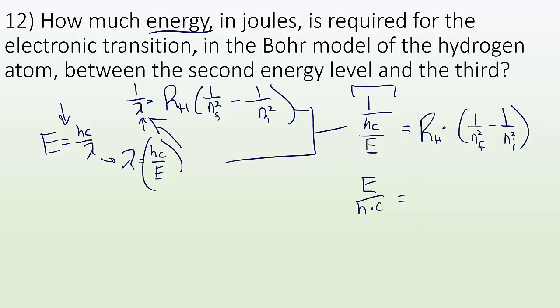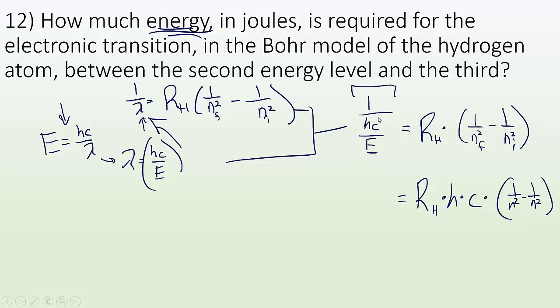Now if I'm trying to get energy by itself, why don't I get rid of the Planck's constant and speed of light? So I times each side by hc. So I'm really going to get Rydberg's constant, RH, times Planck's constant times the speed of light times that 1 over n squared minus 1 over n squared. And then boom, that's my equation in terms of energy. So now I can plug it all in and get my energy in joules.